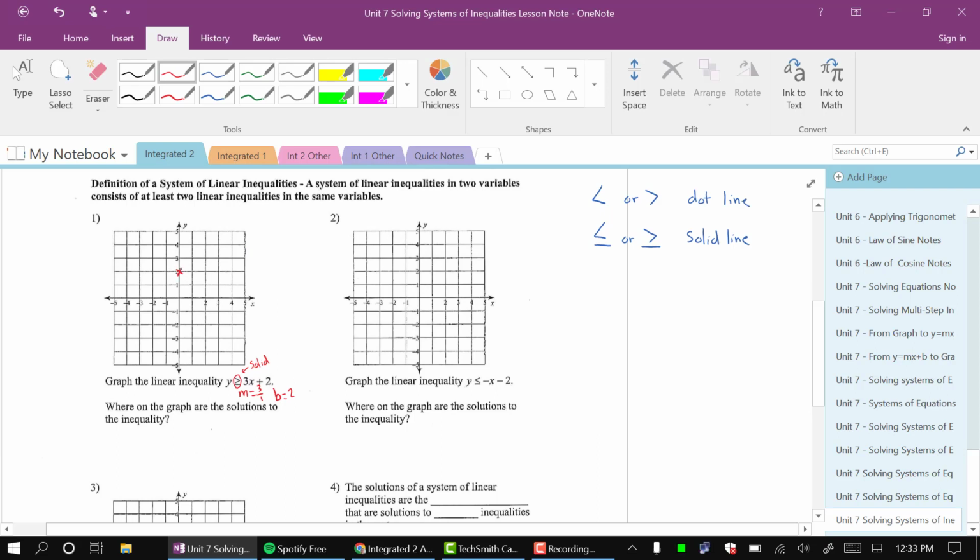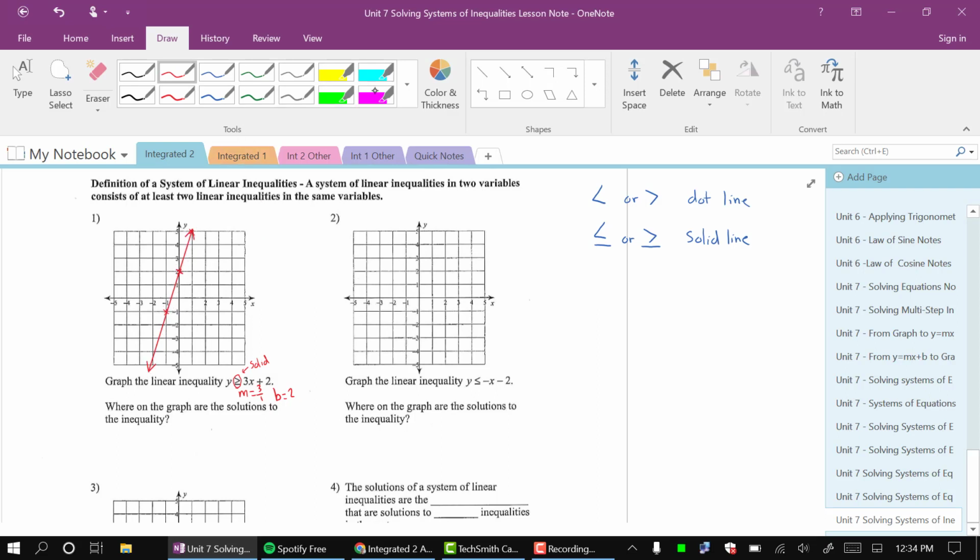Then I come up 3, rise 3, 1, 2, 3, run 1. Now I can reverse this and do a -3, -1. So down 3, 1, 2, 3, run to the left 1. 2 negatives give me a positive, so that would also work. So let's make our line. Again, it's going to be solid because of the fact that it is or equal to.